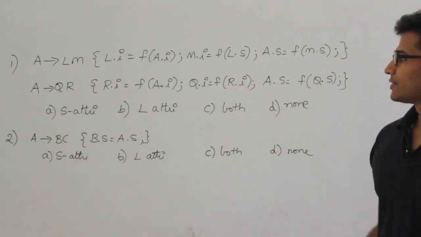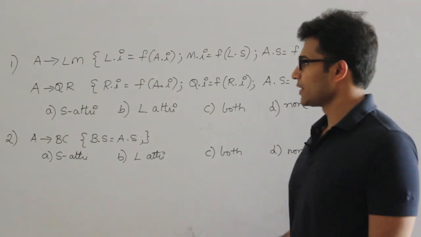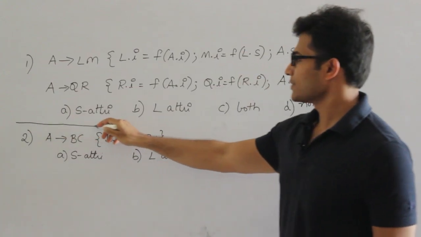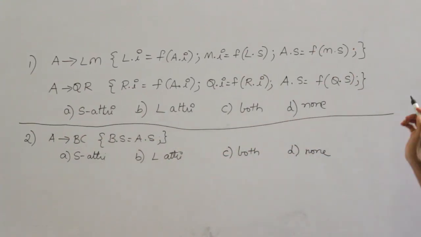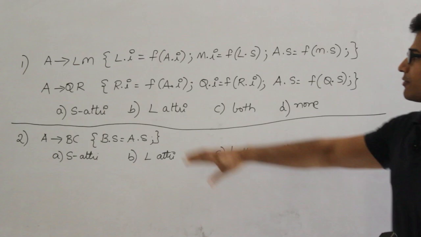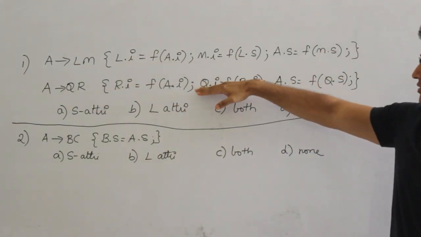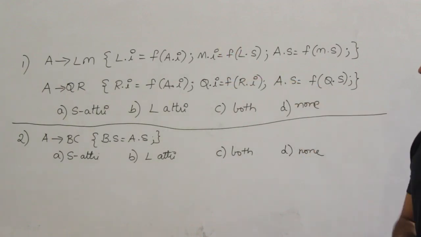Let's see some examples. In this example, I want to show you how to find out whether an SDT is L attributed or S attributed. First of all, see this first SDT. There are two productions and there are some associated semantic actions with this. You can have a look at that.